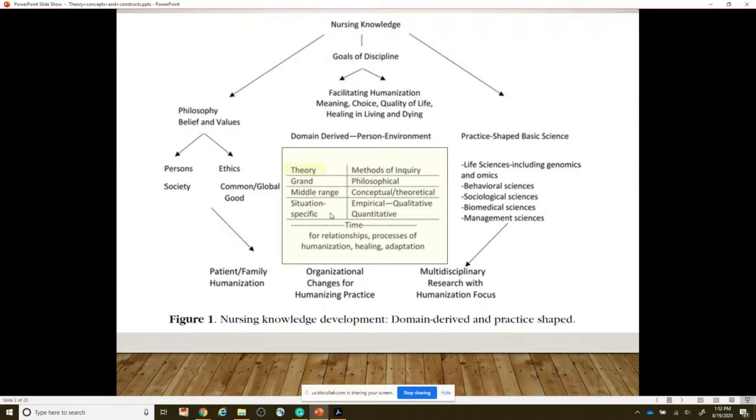Now we look from nursing knowledge to the goals of our discipline, which include facilitating immunization, meaning, choice, quality of life, and healing and living and dying, down to our domain derived, which would take us down to that situation specific theory. So it's just one way, and that's Sister Callista Roy's way of envisioning how you can put everything we do within nursing knowledge into one model, which is of course not easy to do.